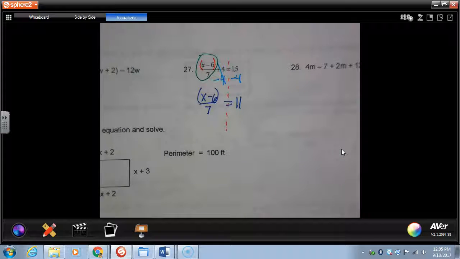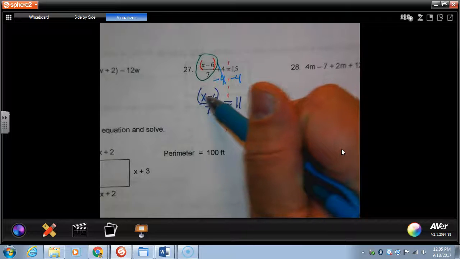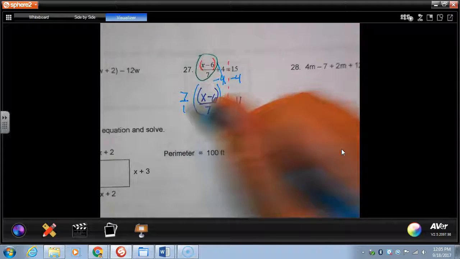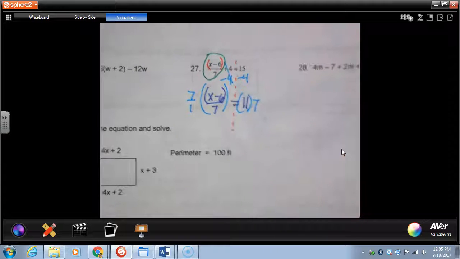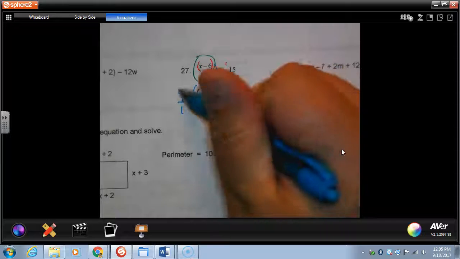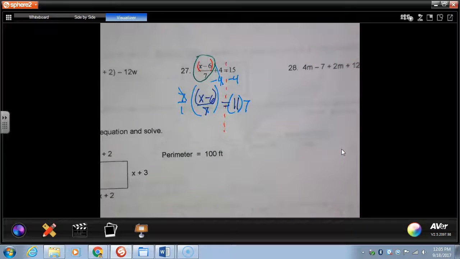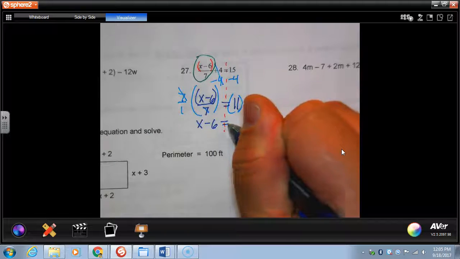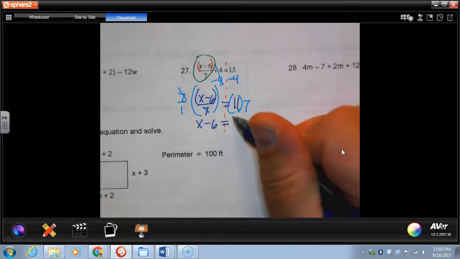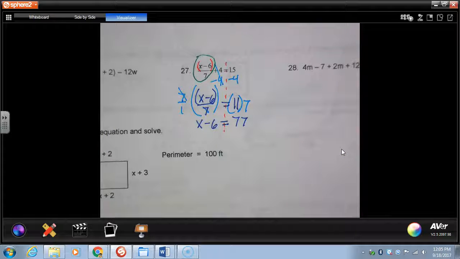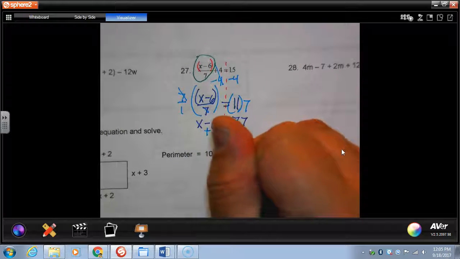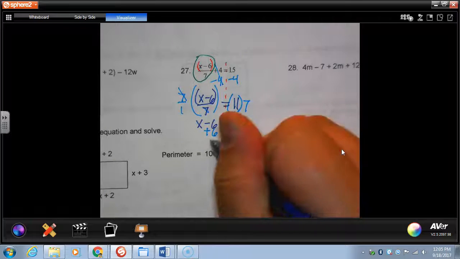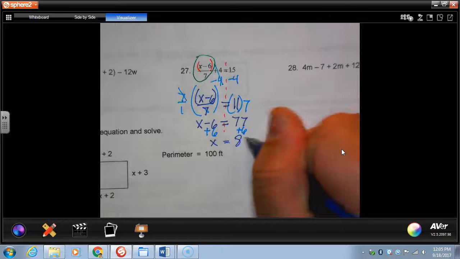Now I have to unlock my x, my numerator. The only way I can do that is to multiply it by the denominator, 7 or 7 over 1. These multiply to 1. 1 times my numerator is just my numerator. X minus 6. 11 times 7 is 77. Add 6 to both sides. And my x equals 83.